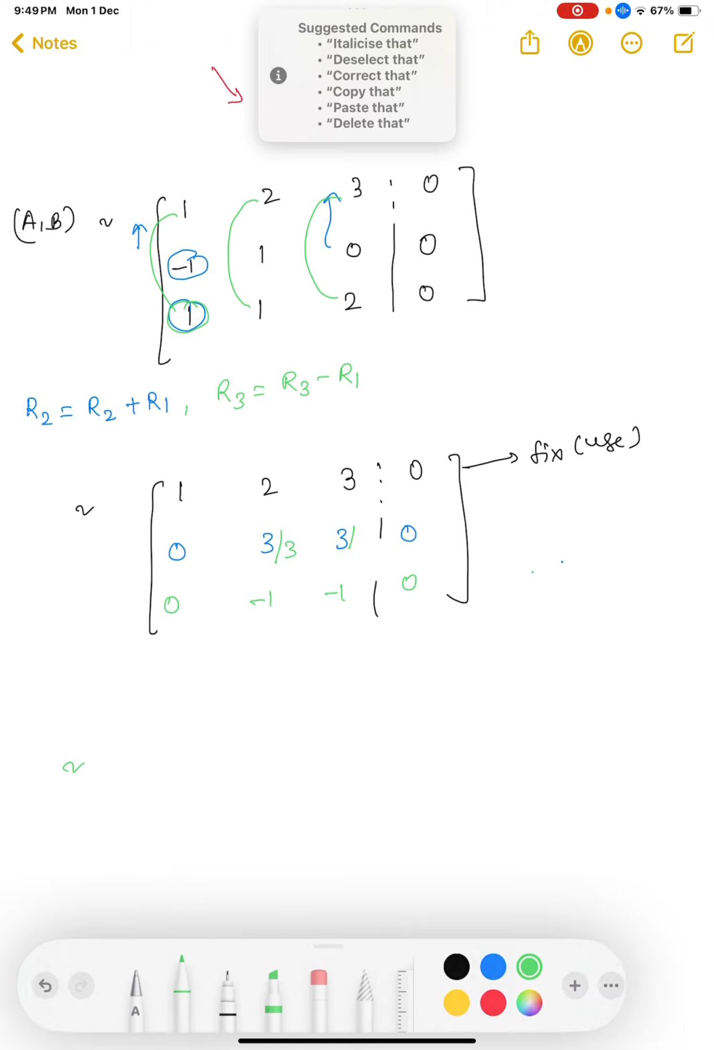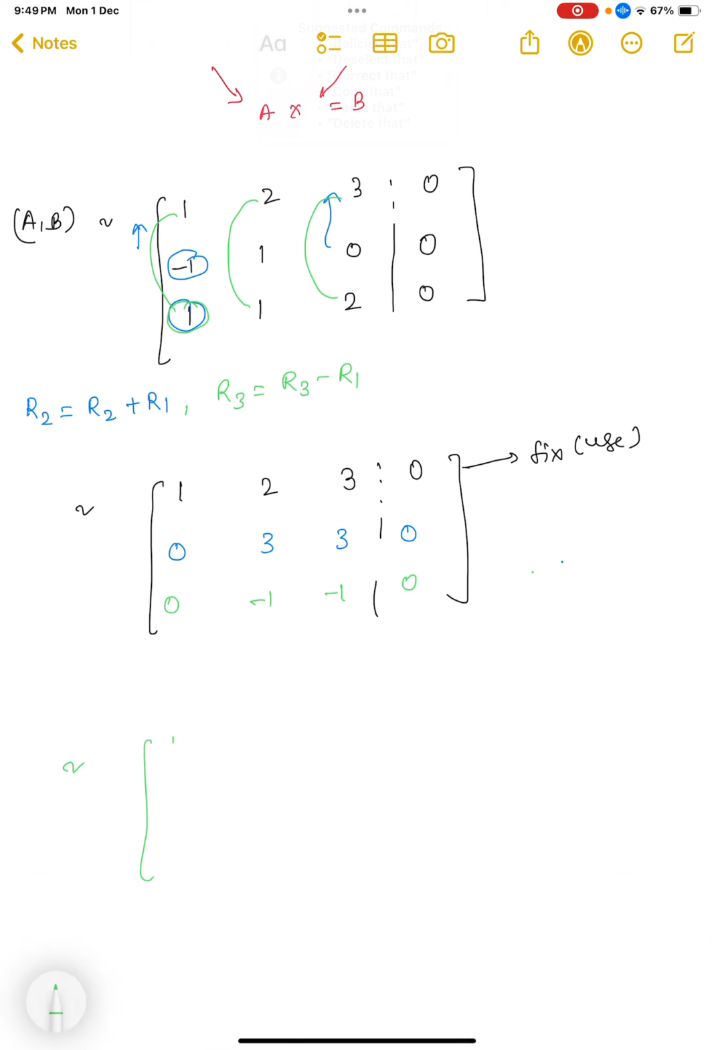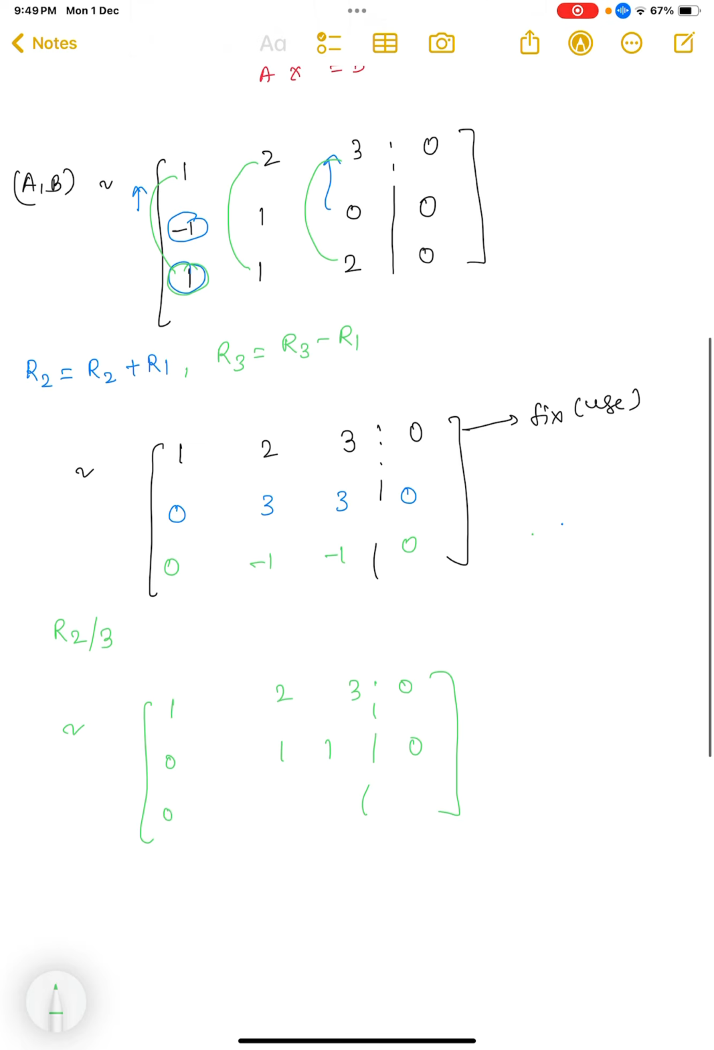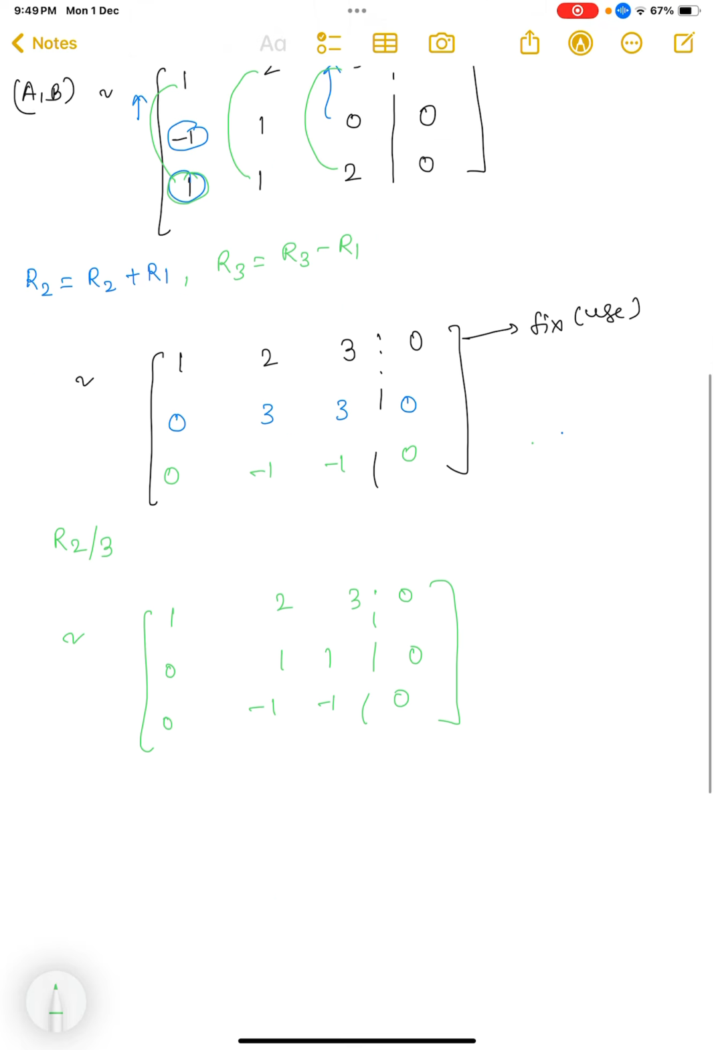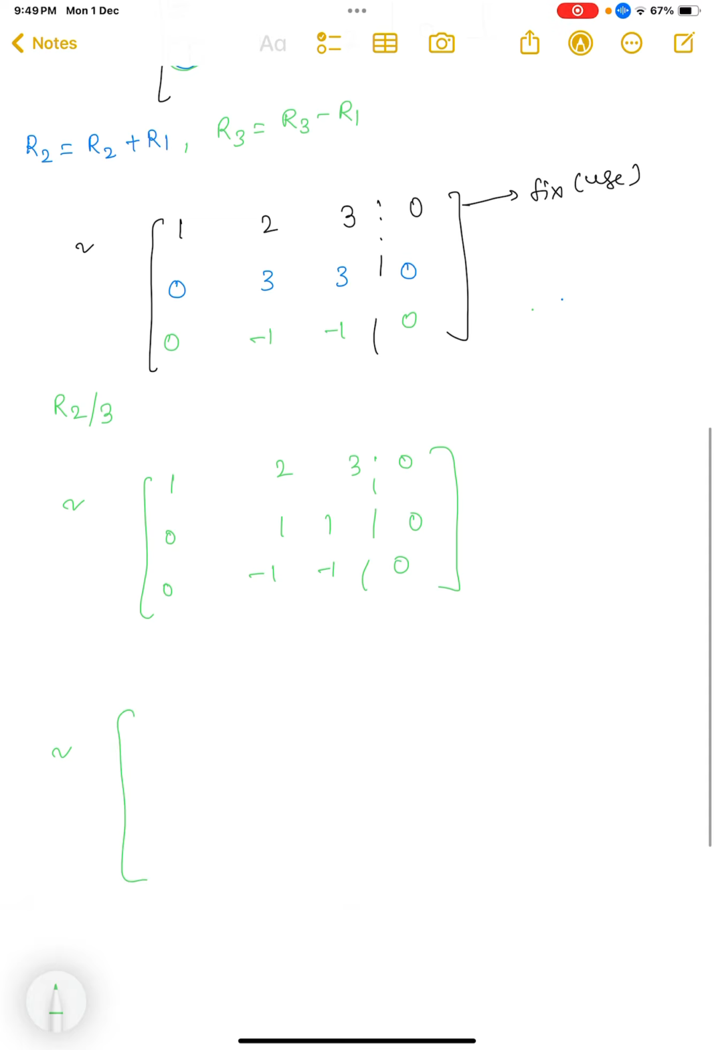This is your rough work. So we can divide by 3. Equivalently we can write again 1 2 3 with 0, 0 1 1 with 0, and 0 0 0. How? When we divide r2 by 3, we will have this one. Now you have to keep the first and second row as they are.